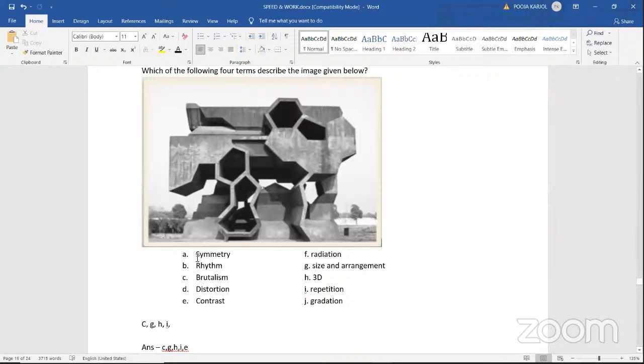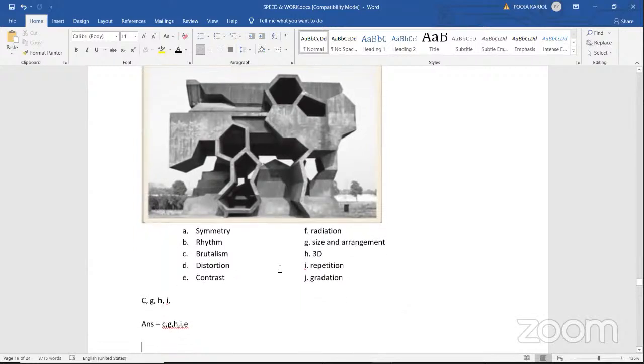There's no symmetry here. Also, unless it is an extreme case, almost all images have balance. It may be asymmetrical balance, but balance will be there. Rhythm, there is some sort of rhythm here because of the movement of the shapes, but it's not very apparent.